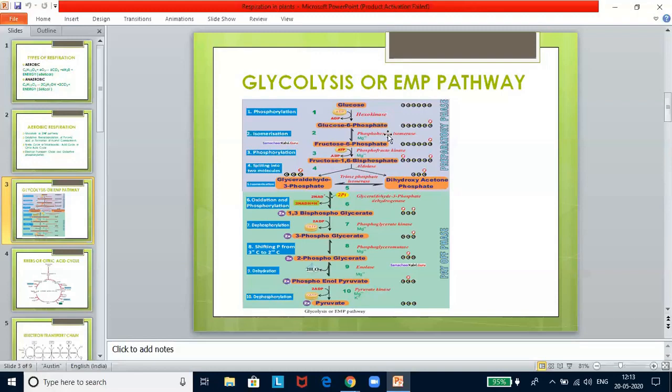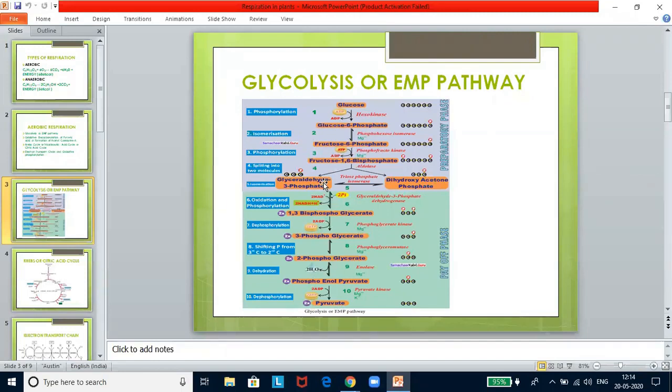Glucose 6-phosphate is isomerized to form fructose 6-phosphate by phosphoglucoisomerase. Fructose 6-phosphate is phosphorylated using ATP to form fructose 1,6-bisphosphate. This reaction is catalyzed by the enzyme phosphofructokinase, and ATP is dephosphorylated to ADP. Now this fructose 1,6-bisphosphate is cleaved by the enzyme aldolase into two molecules of 3C compound. One is dihydroxyacetone phosphate and the other glyceraldehyde 3-phosphate.